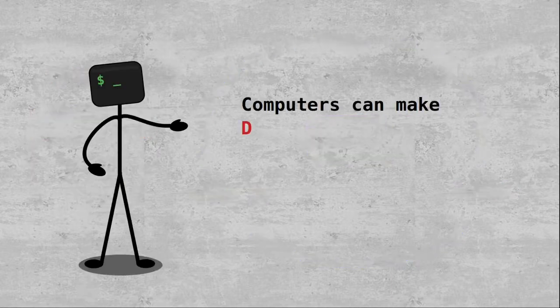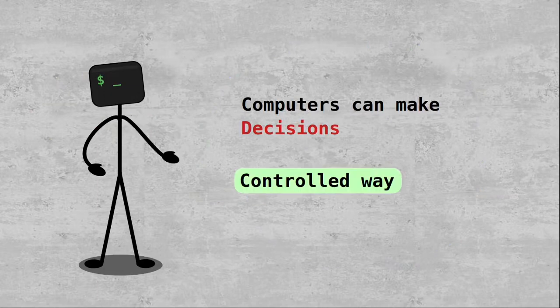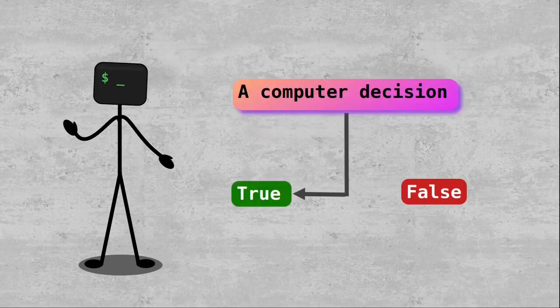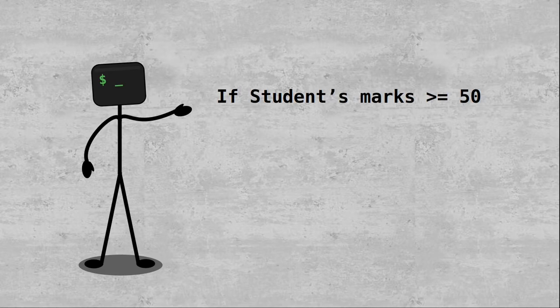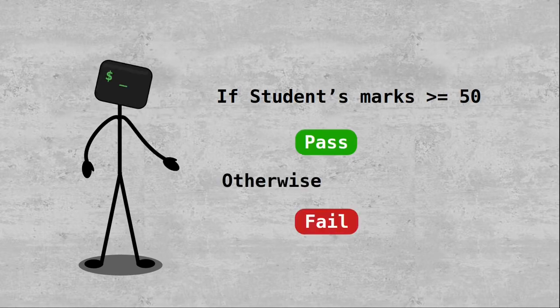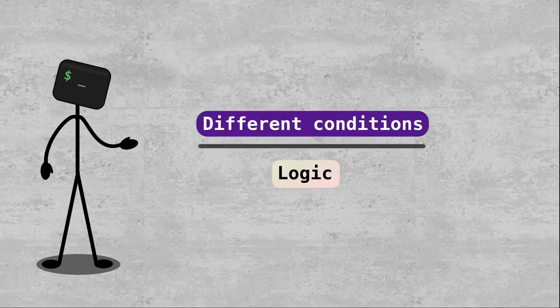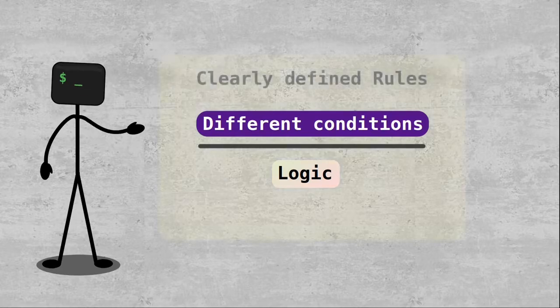Computers can make decisions, but only in a very controlled way. A computer decision is always based on a condition that results in true or false. If a student's marks are greater than or equal to 50, they pass. Otherwise, they fail. This kind of logic allows a program to behave differently under different conditions, but always within clearly defined rules.